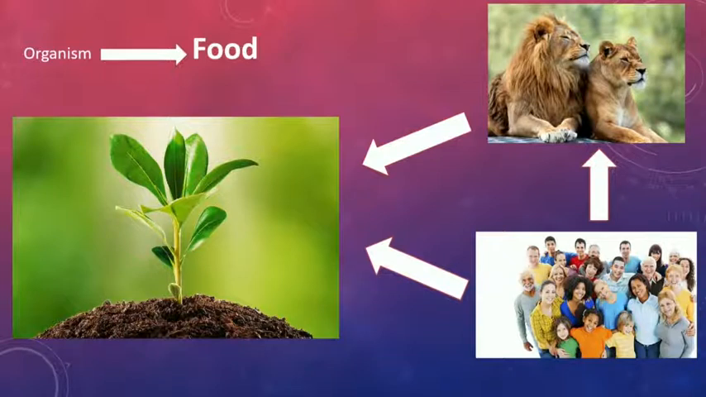So there are three main living organisms on this planet: plants, animals and humans. Out of the three, plants are the only living organisms which can prepare their own food. On the other hand, animals and humans are directly or indirectly dependent on plants for their survival.